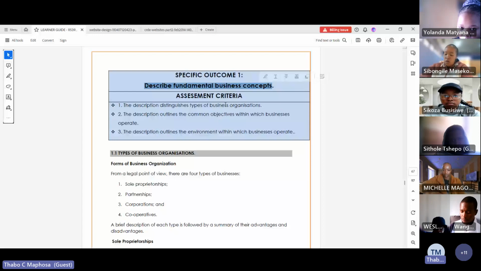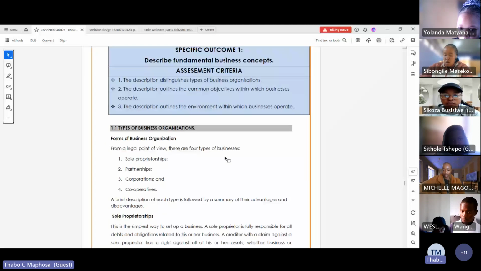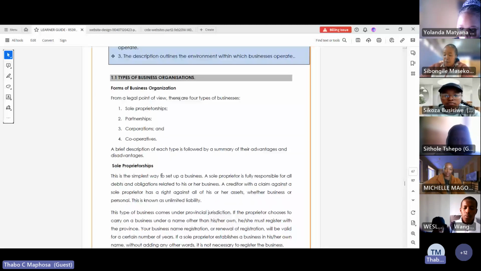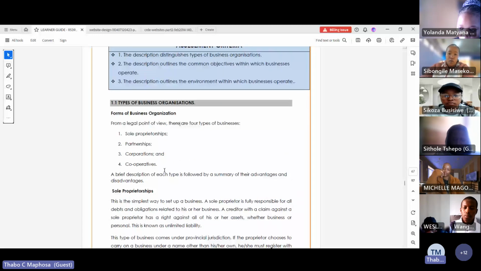This is not something that is new to you guys. I'm pretty sure you are very familiar with this information, so it's more like revision, because you have covered a certain part of this. If you didn't cover it now, you probably covered it in business studies if you did business studies. If not, then you covered it in EMS when you were doing grade 8, grade 9. I don't know when that was, but you did some of these items.